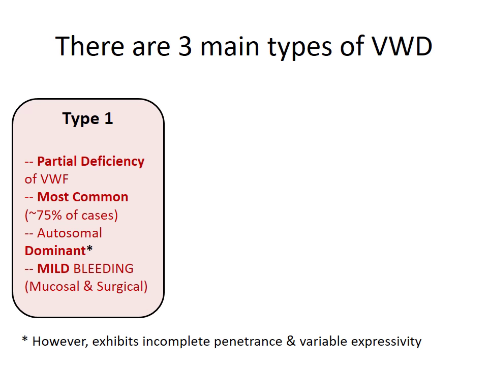Type 1 results from a partial deficiency of von Willebrand's factor. It is the most common type, affecting 70 to 80% of cases. It's inherited primarily autosomal dominant, however, it does exhibit incomplete penetrance and variable expression, which make it less straightforward. And it usually results in mild bleeding symptoms, primarily mucosal and surgical bleeding.